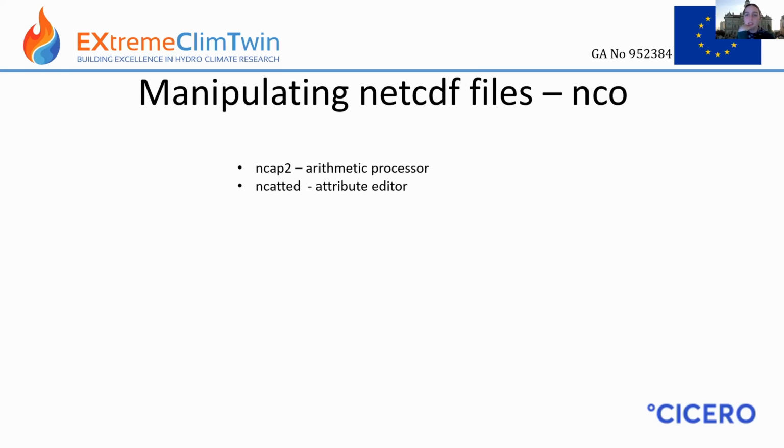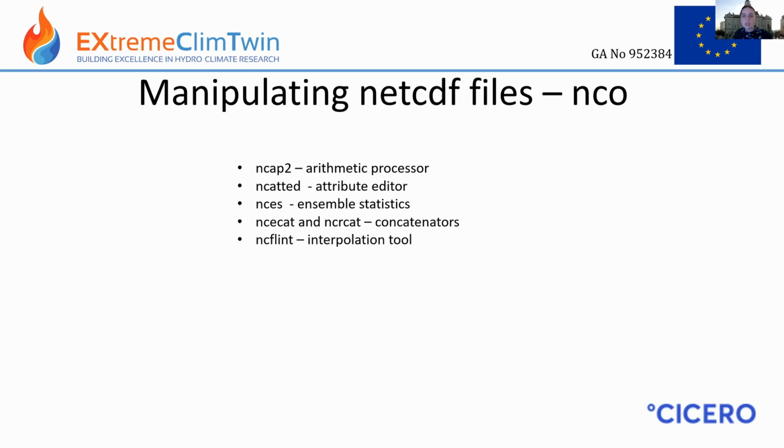So say you want to change what your unit is called, or something like that. That's good for that. There's NCEA, which does ensemble statistics. There's NCCAT and NCRCAT, which are concatenators. So you can add times to each other, you can add geographical to each other, and so on to concatenate the file. There's NCFLINT, which is an interpolation tool. So say you have data for every 5 years and you want to just interpolate and make up data for the intervening years, you can use this one for that.